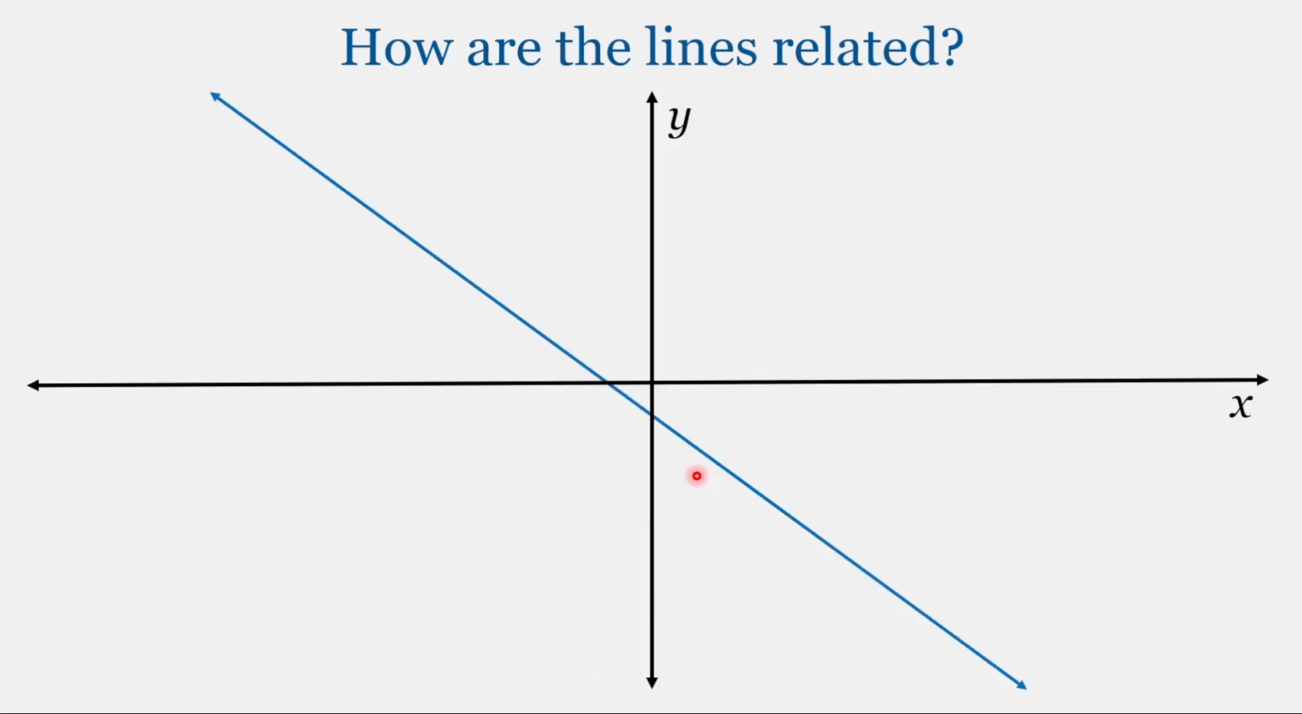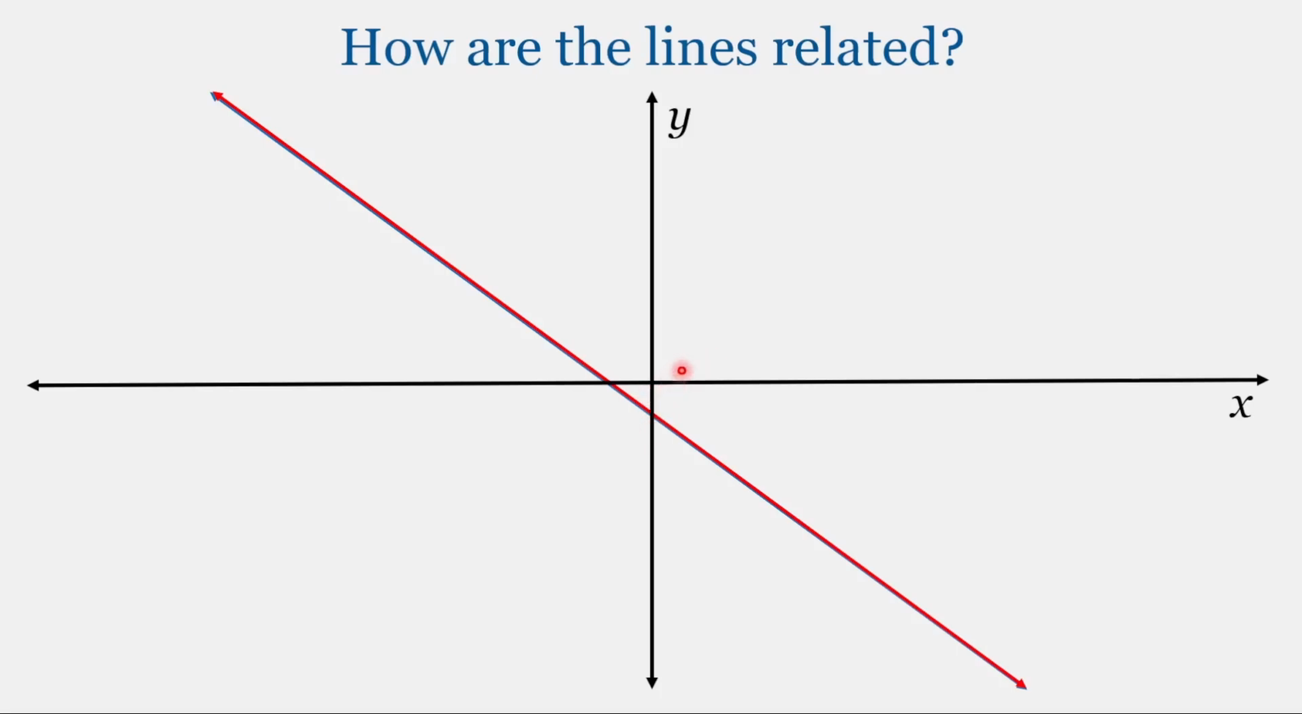And then finally, here's one line. And then we drop a second line right on top of it. So these lines have the same slope, but they also have the same y-intercept. So they're the same line. They're identical. So how can we find how lines are related?